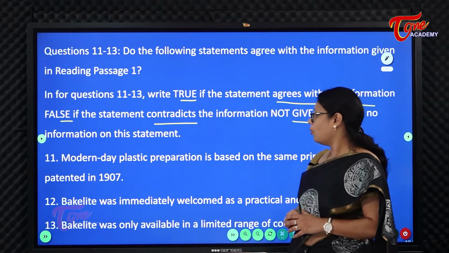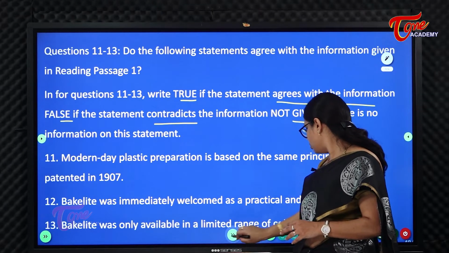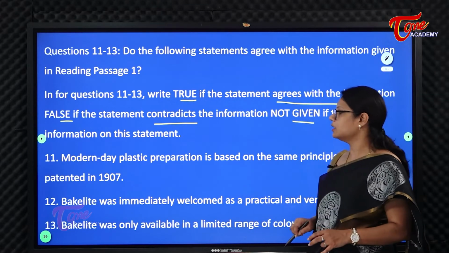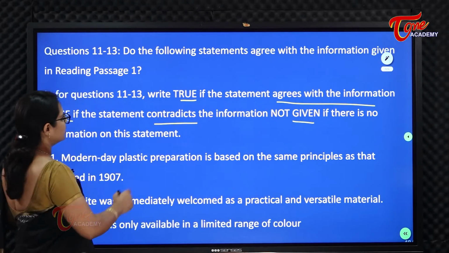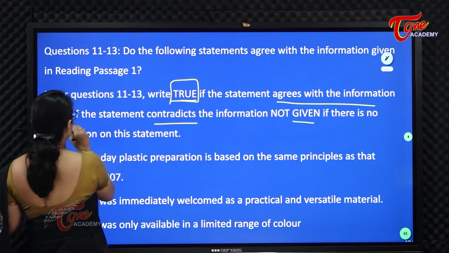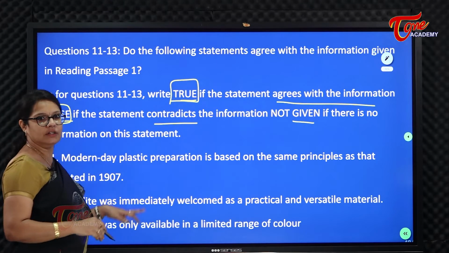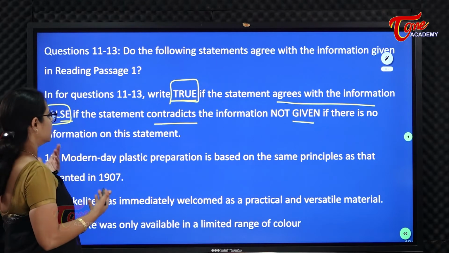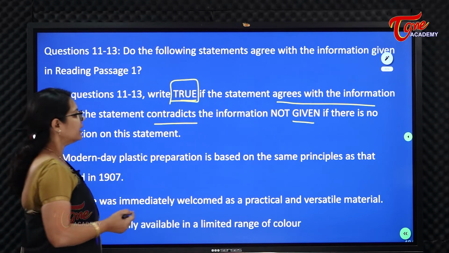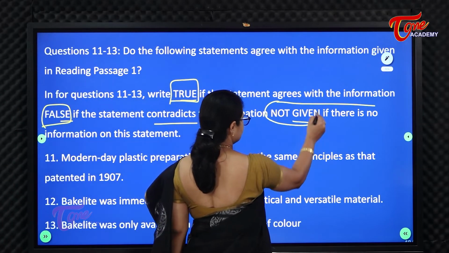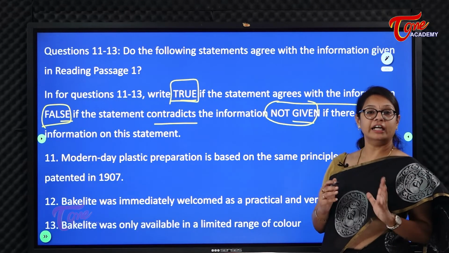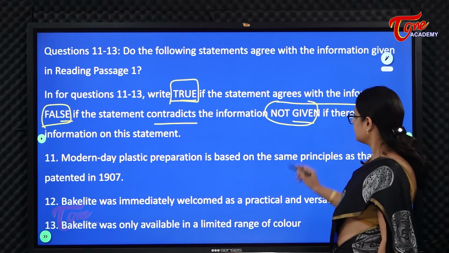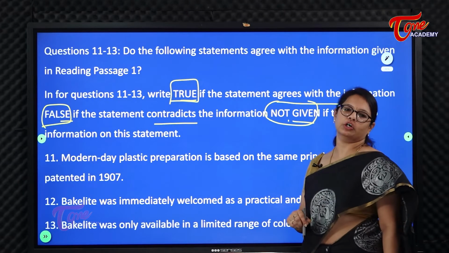Now let's see whether these statements are true or false or they are not given. Another important point that aspirants need to note here is it is very easy to identify the true or false statements. If the statement agrees, we write true. If the statement doesn't agree, we write false. But how about not given? How do we solve this not given? Same as we discussed the parameters for finding the keyword and locating the answers, the same thing should be applied for not given as well.